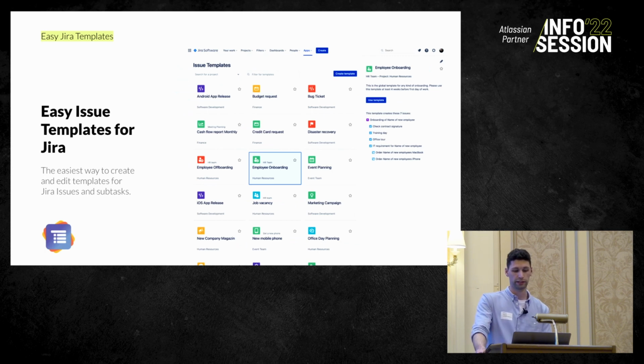Another thing, if we stay on the topic of templates, a rather new app is Easy Issue Templates for Jira. The app allows teams to create templates for Jira issues and subtasks in a very easy and intuitive way. And as you can see, you get a very user-friendly overview of all the templates available, and you can create and edit templates with just a few clicks.